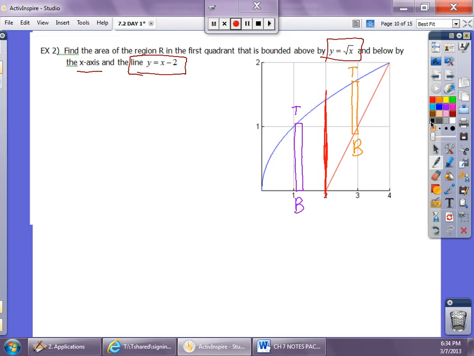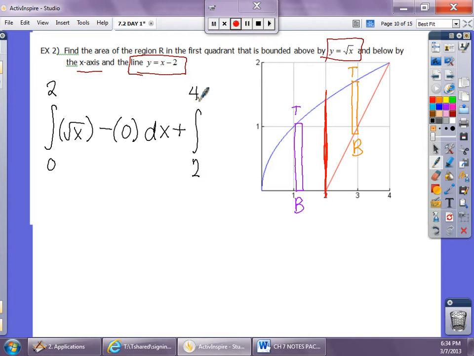Anytime the top and bottom are different, you need 2 integrals. So we're going to do an integral from 0 to 2 of the top function being the blue, which is root of x, the bottom function being 0, plus the integral from 2 to 4, the top function still being the root of x, but now the bottom function has switched to the line x minus 2. And that's really, really important.